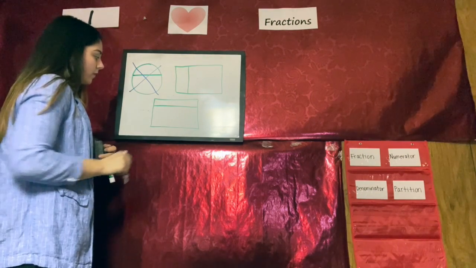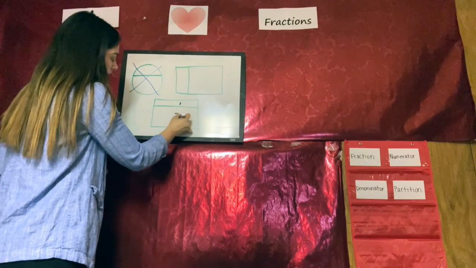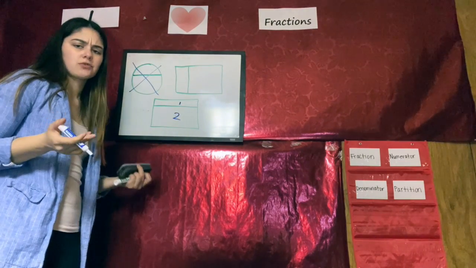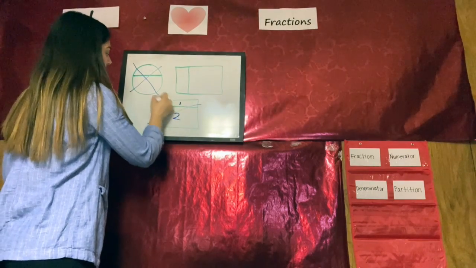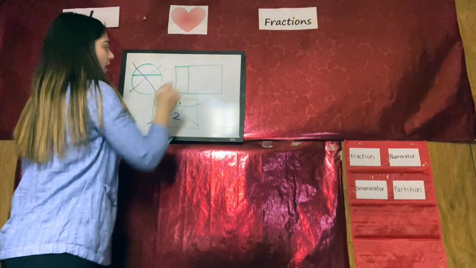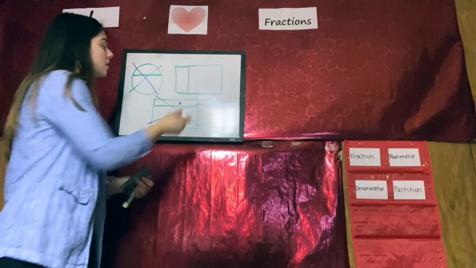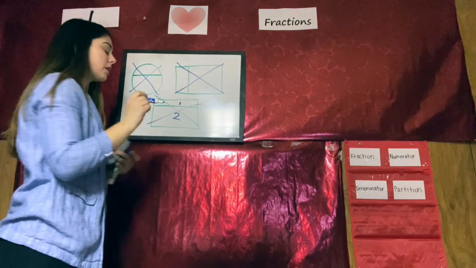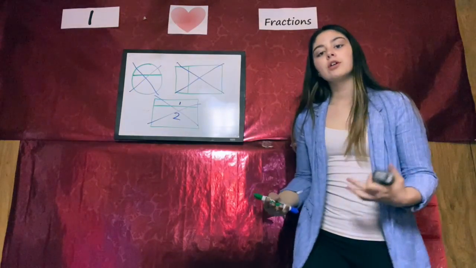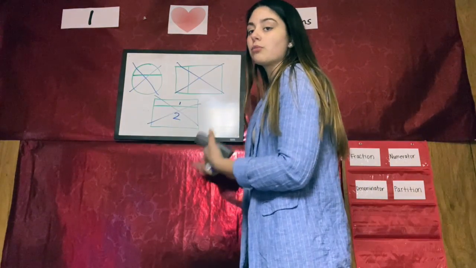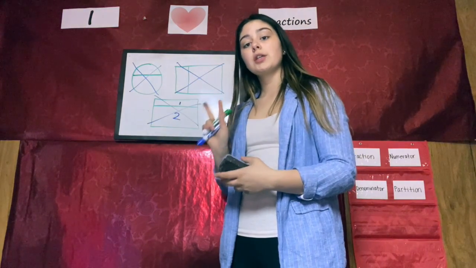Looking at this rectangle, it is partitioned into 2 parts. Here's one part, here's another part. But is this rectangle partitioned equally? No, it's not. So we cannot say that this represents 1/2. Another rectangle, this is partitioned with a vertical line, but it is still not partitioned equally. So we cannot say that this shape represents 1/2. It's very important to remember that in order for the fraction to be represented properly, you must partition the shape equally to have 2 equal parts.